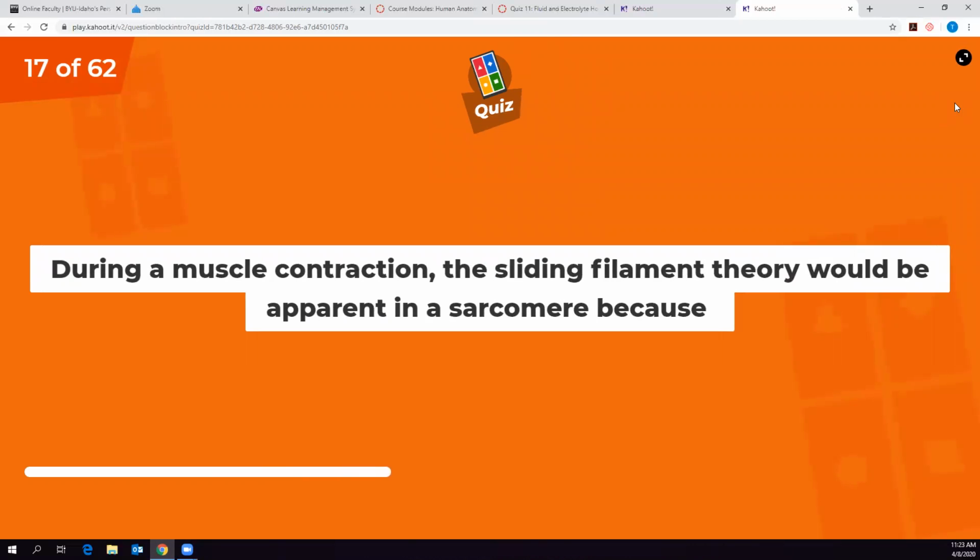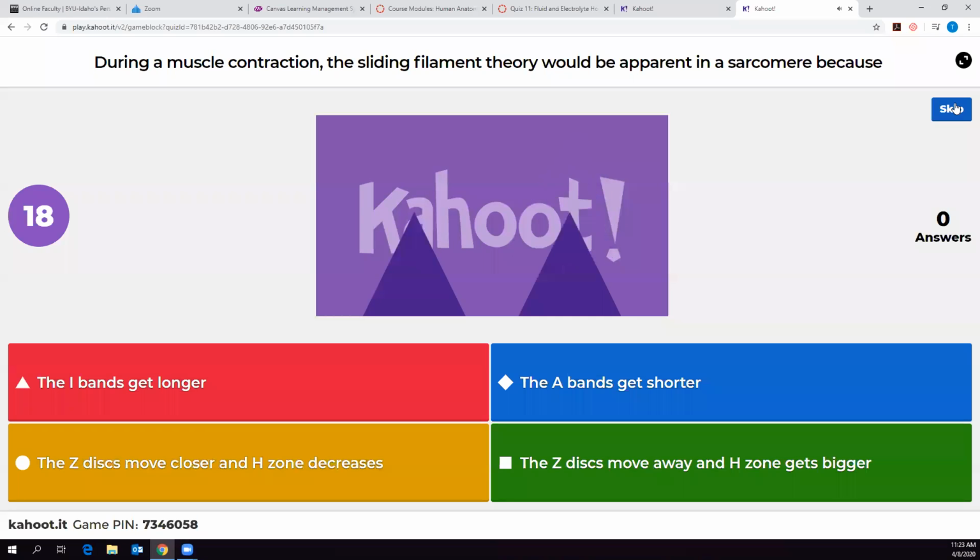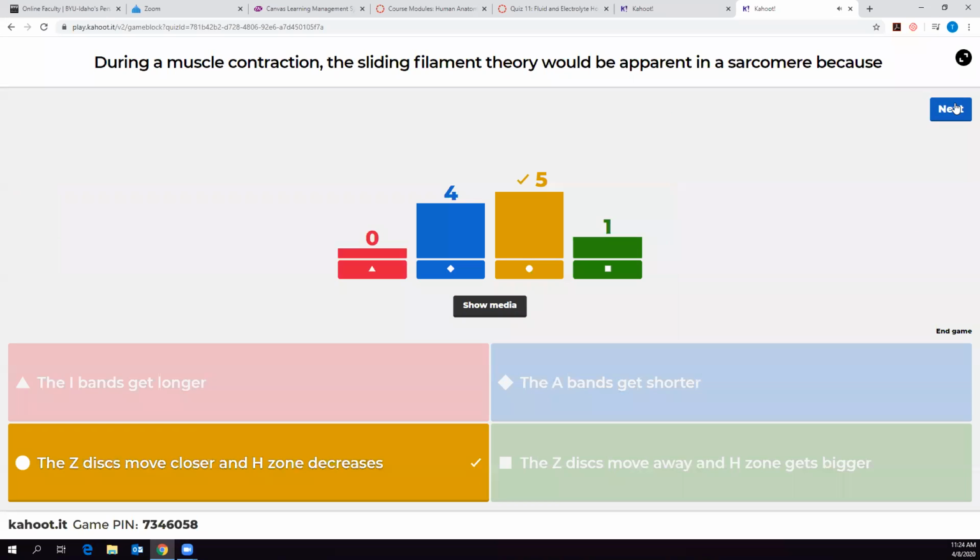All right, during a muscle contraction, the sliding filament theory or model would be apparent in the sarcomere because. So how do we see it? What could we look at under the microscope and see happening? Yes, the Z discs do move closer and the H zone decreases. Okay, A bands never ever change their width at all. And the Z discs move away and the H zone gets bigger during relaxation, not during contraction.